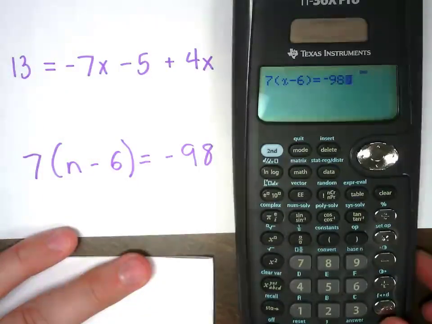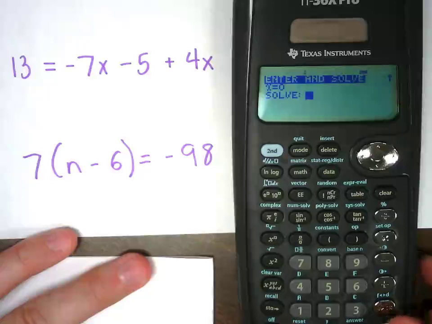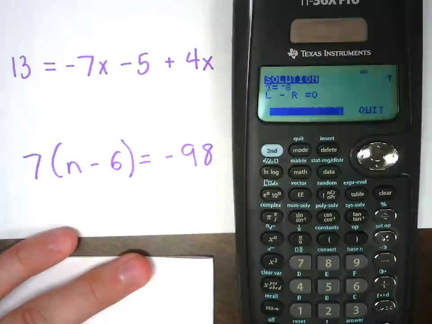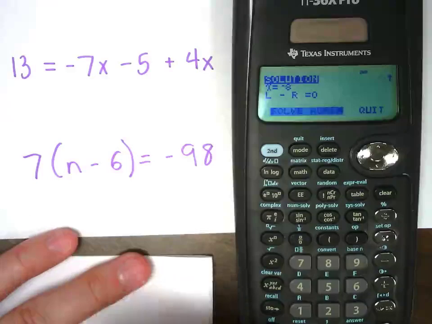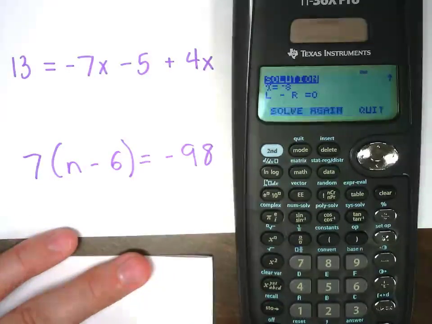We're going to press enter 3 times. 1, 2, 3, and our answer comes out to be -8. So you just write your answer as n equals -8. It's the same concept with any variable. We're just always going to use x when we're using our calculator.